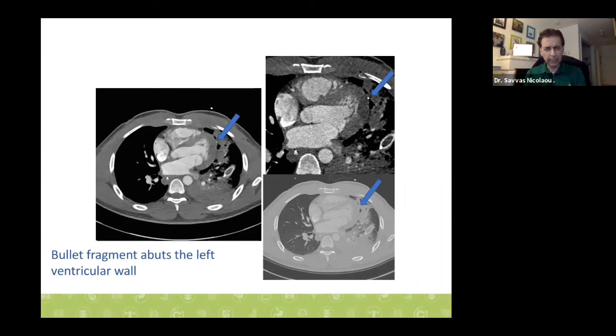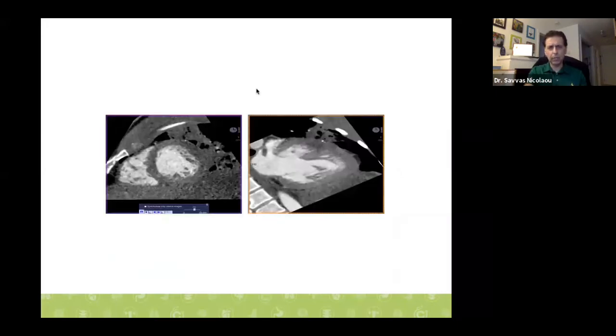We did a cardiac CT. The surgeon wanted to know how the left ventricle was. Was it appropriately contracting? And was the bullet fragment within the myocardium or outside the myocardium? If it was in the myocardium, they wanted to operate and remove that bullet fragment because then it could cause more damage. If it was outside the myocardium, they were going to manage the patient conservatively. So let's look. These are functional images.